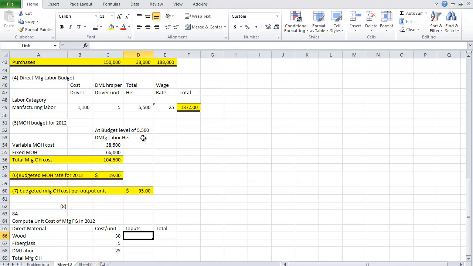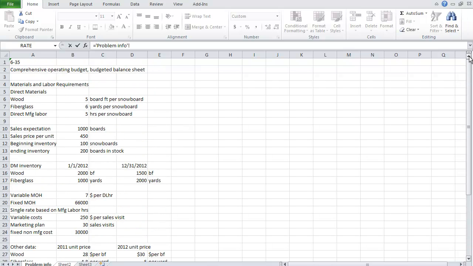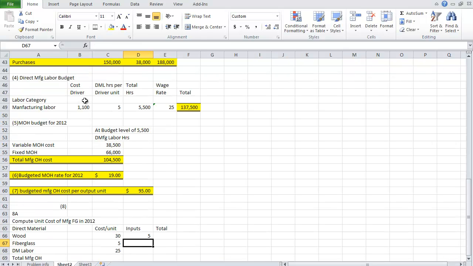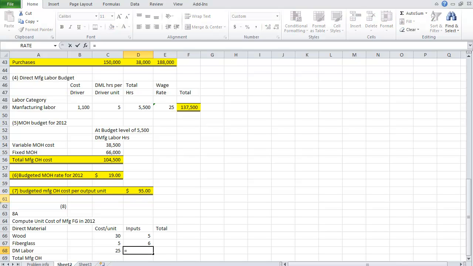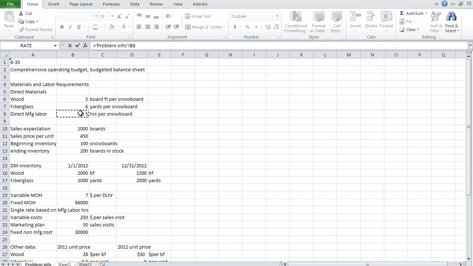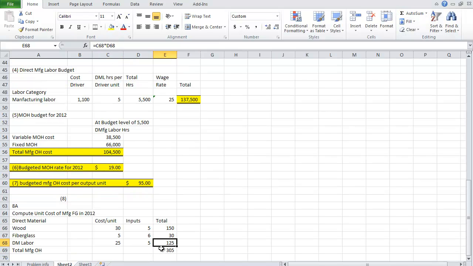Now our inputs, we should take a look at this. The input is the amount of each input per board. So let's go get those. If we go back up to the section of the text where it told us some of those things, it told us we need 5 board feet to make a board. The amount of fiberglass we need to make a board is 6 yards. From a labor standpoint, it says we need 5 hours in order to make 1 board. So we're just going to multiply these across. Let's take this and copy it right down, and then I'm going to sum those up. So in order for us to have 1 board, here's the amount of manufacturing overhead that needs to be put onto each board we make.